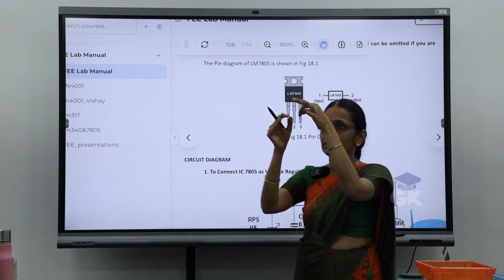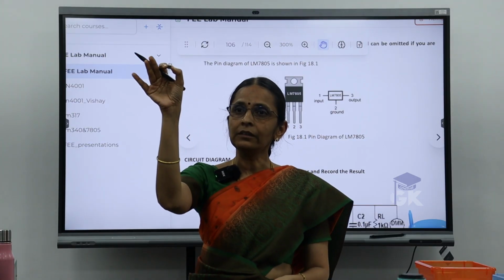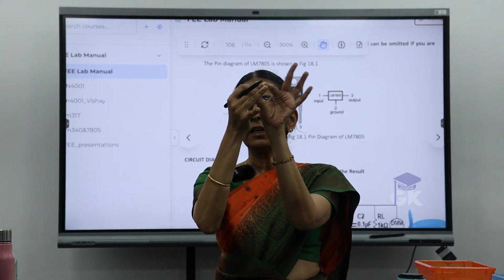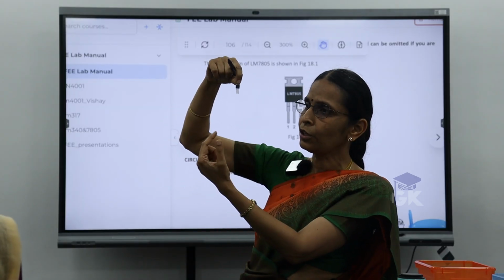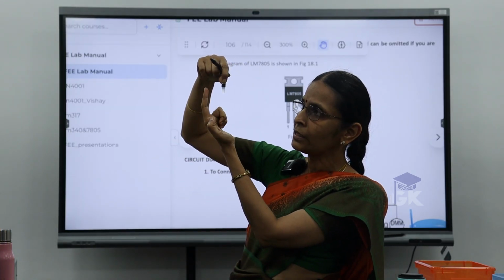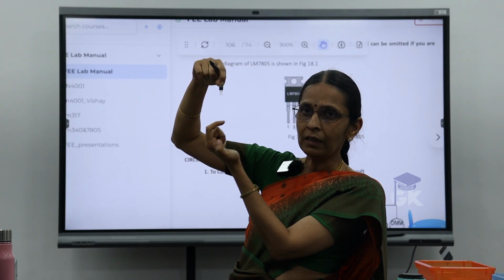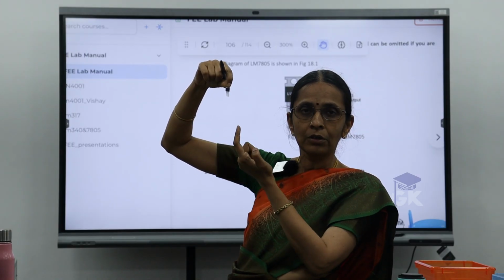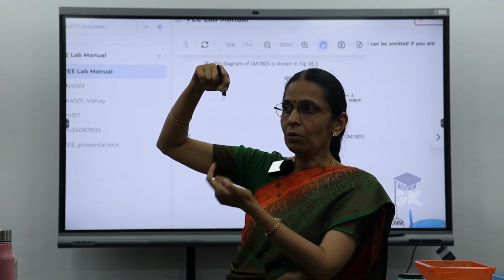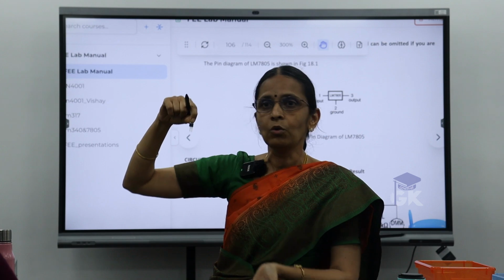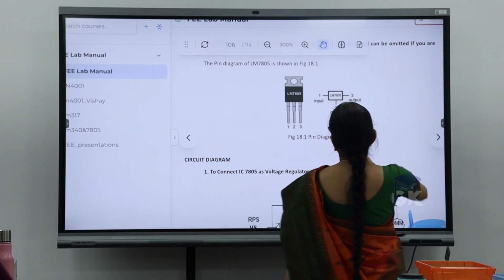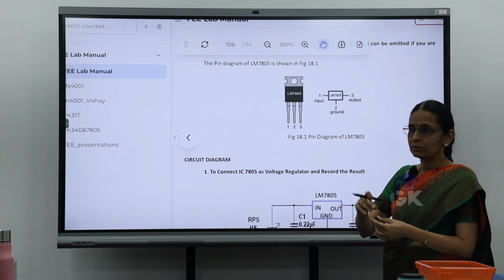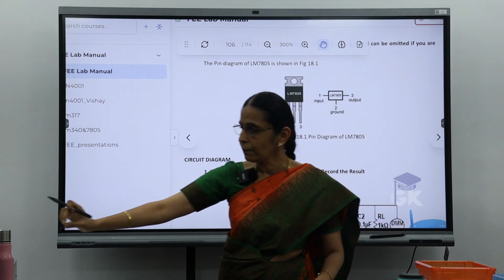It's like this. And at the back side you have the metal. With the number facing you, you start counting the pins as 1, 2 and 3. 1 is input, 2 is ground and 3 is going to be your output. So that is your 1, 2, 3. You can make a note of this and you can circulate this to see.